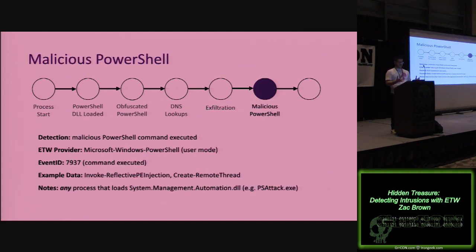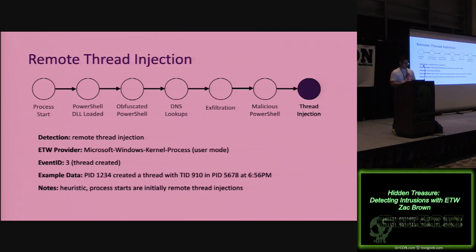Malicious PowerShell. This is just that 7937 event from the Microsoft Windows PowerShell provider that I was talking about. It works in any process that loads that system.management.automation.dll binary. In this case, we saw it call Invoke-ReflectivePEInjection and then create remote thread. Well, then we saw remote thread injection, right? That's good, or bad, depending on how you think about that.